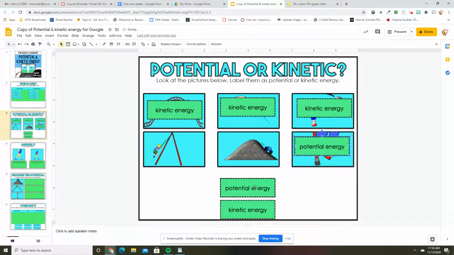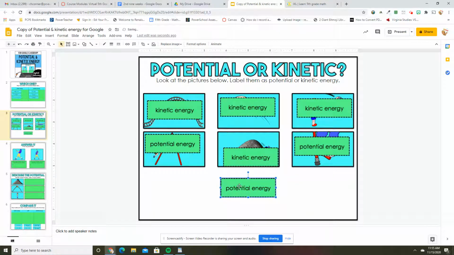A bike going down a hill is kinetic, and the same thing with the swing. You are right there at the top of the back of your swing. You sort of pause for a brief second because that is potential. Okay. They give you a lot of potentials.